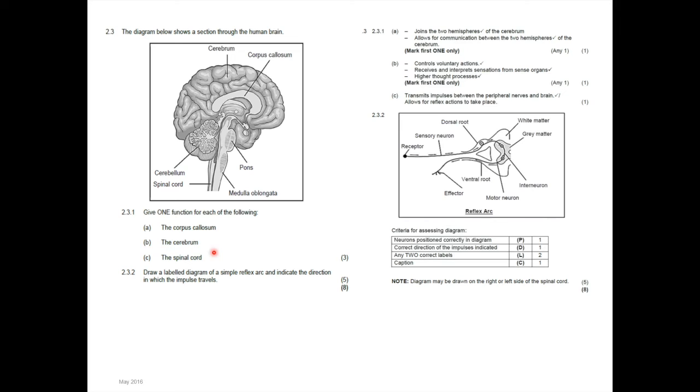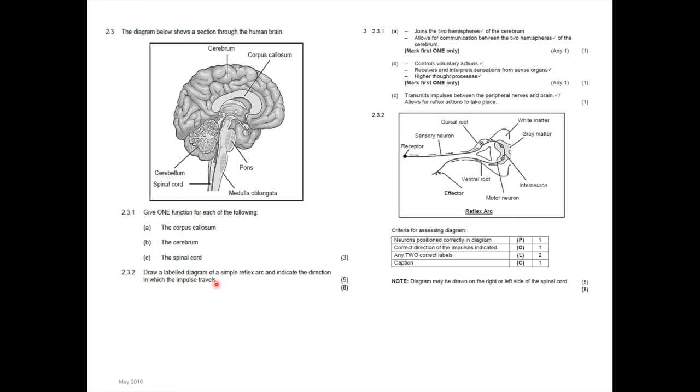B, the cerebrum. What's the function of the cerebrum? Any one of these answers: controls voluntary actions, receives and interprets sensations from sense organs, and is responsible for higher thought processes. Any one you could have written for 1 mark. What's the function of the spinal cord? We know it transmits impulses between the peripheral nerves and the brain and allows for reflex actions to take place. Again, any one of those for the mark.